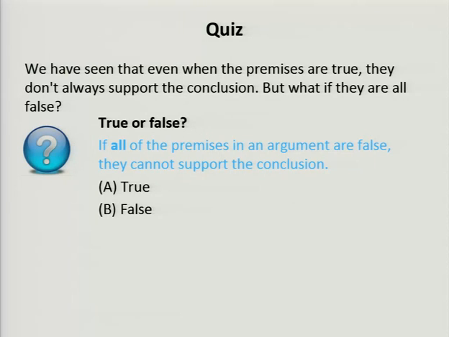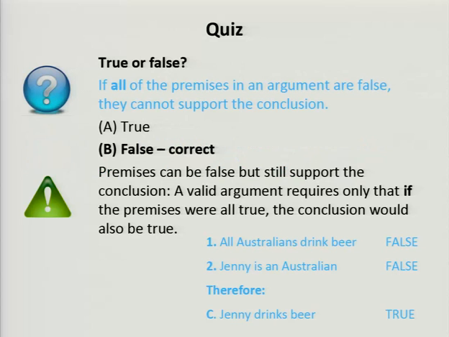Is it possible to have an argument where all of the premises are false, but they still support the conclusion? So is this statement true? If all the premises in an argument are false, they cannot support the conclusion. So who says it's true? Just raise your hands. Okay, who says it's false? So more people. Yeah, false is correct. Premises can still support a conclusion, even if they're all false. So again, this aspect of support is going to be completely independent of the truth of the premises.